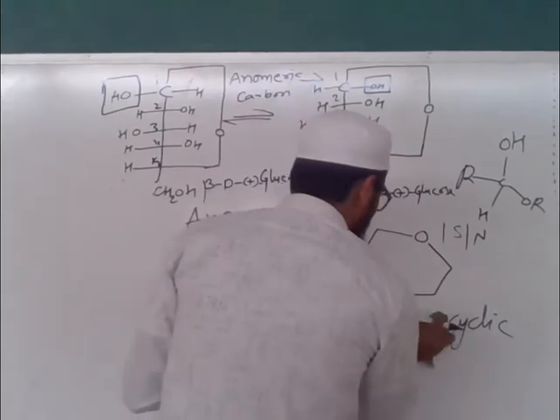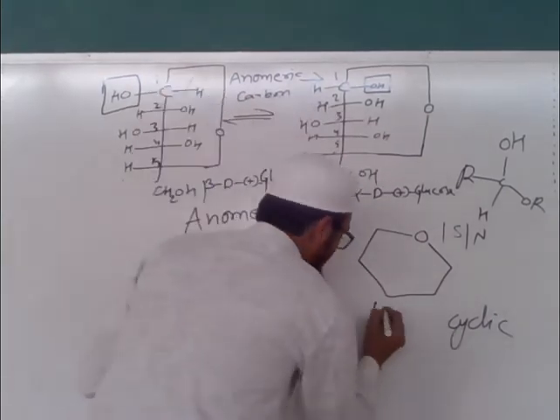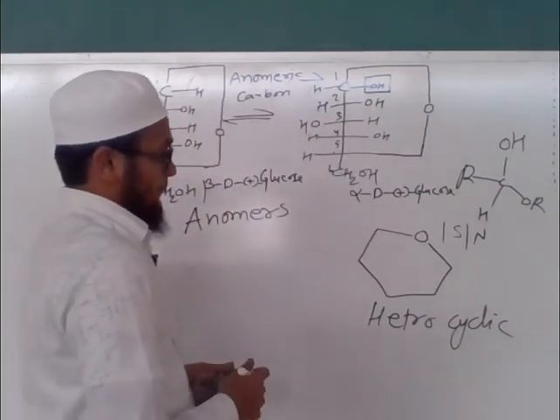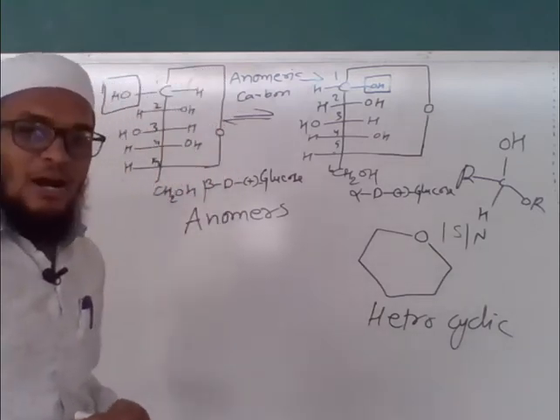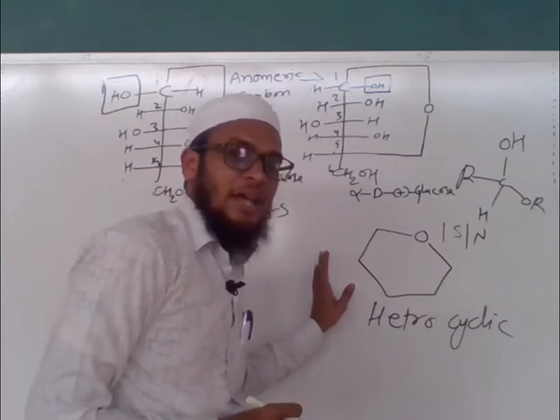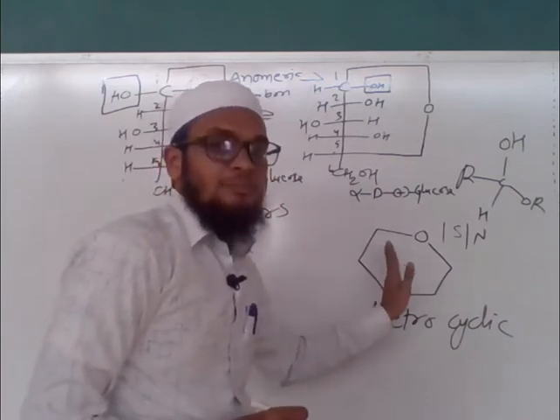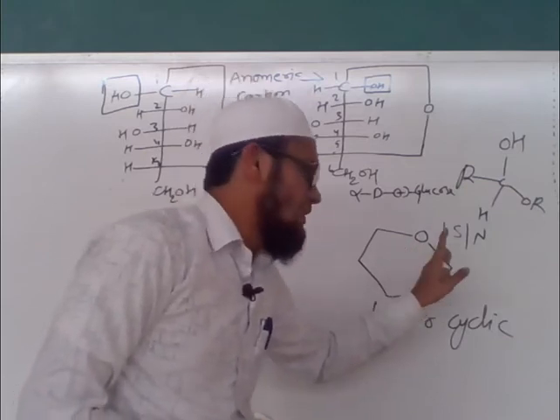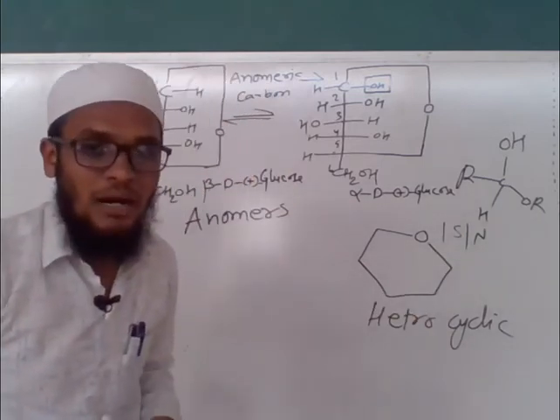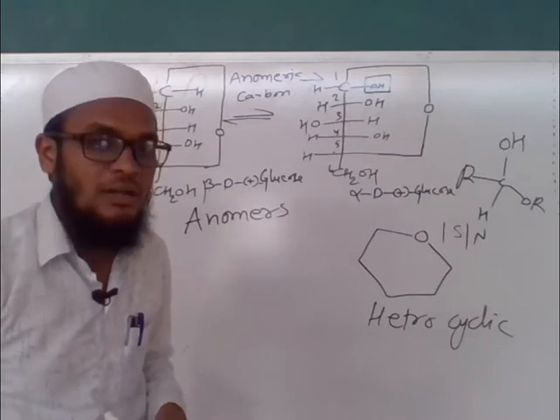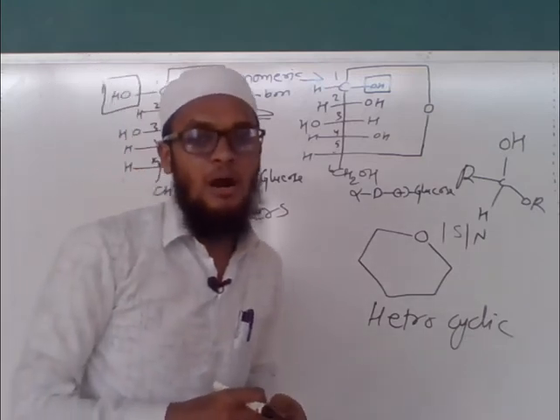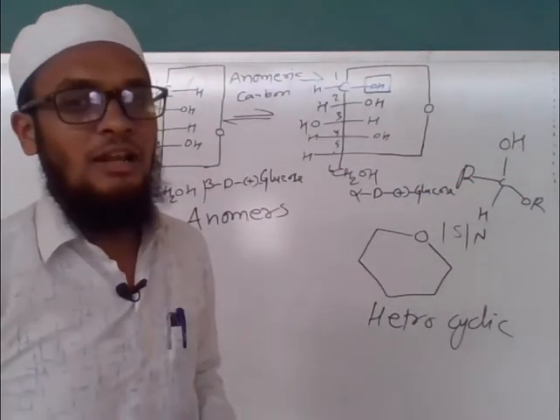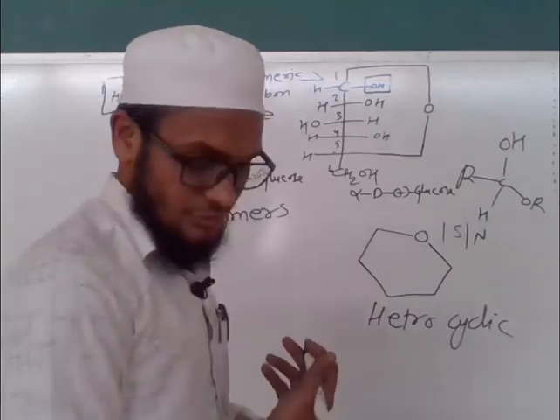What are such compounds called? Heterocyclic. So what are heterocyclic compounds? If a cyclic ring contains another atom like oxygen, sulfur, nitrogen other than carbon, they are called heterocyclic compounds.